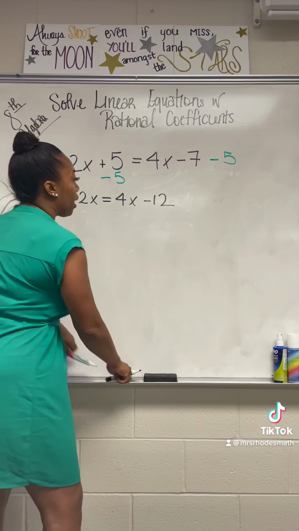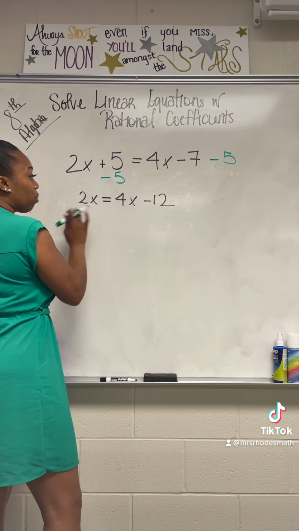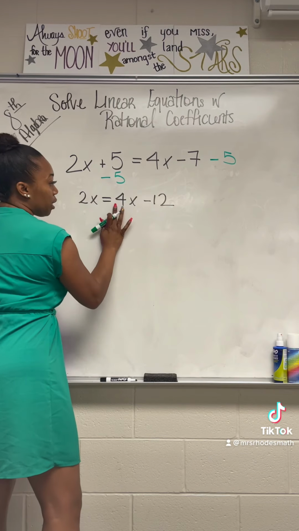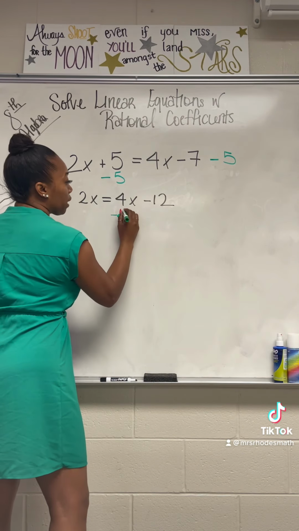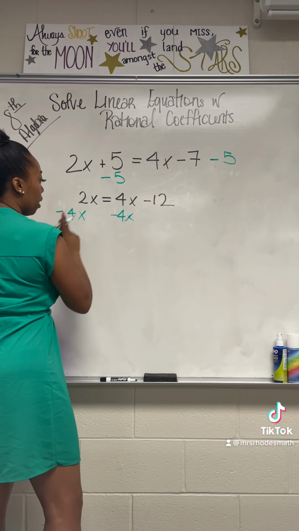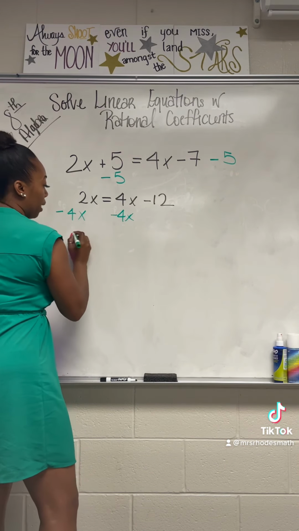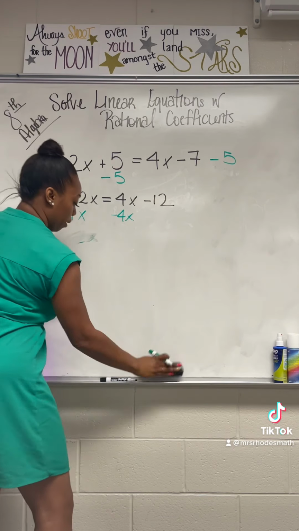And then the next thing I want to do is move my 4x to the left-hand side of my equal sign. In order to do that, since there is no sign, it's assumed to be positive, so I'm going to subtract 4x from both sides. So 2x minus 4x is going to give me negative 2x. I write it in black so you keep up.